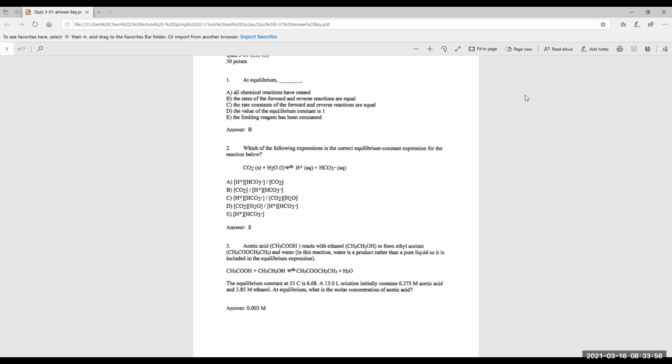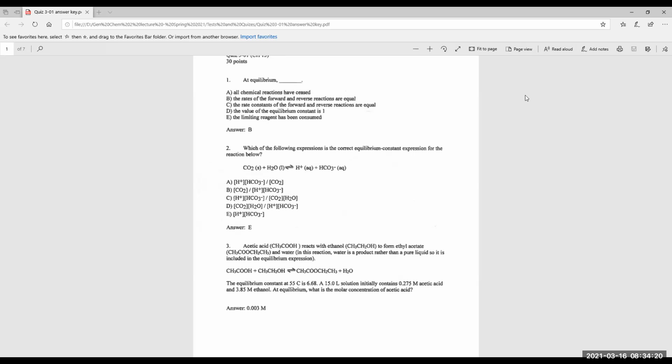The first question, at equilibrium: the answer is that at equilibrium, the rates of the forward and the reverse reactions are equal. So even though we have that equilibrium constant, things are happening. It's just they're happening at the same rates, so the concentrations stay the same.